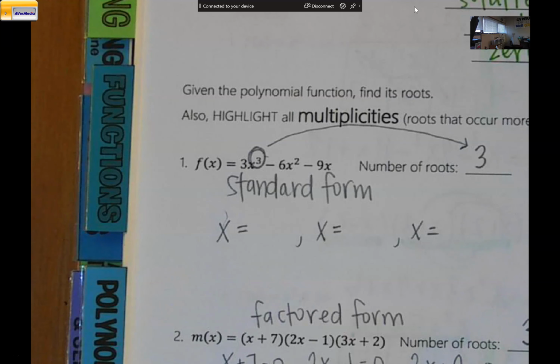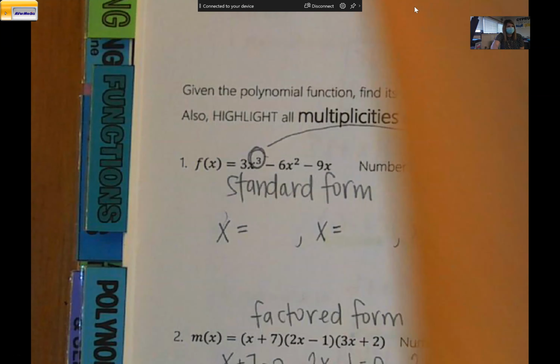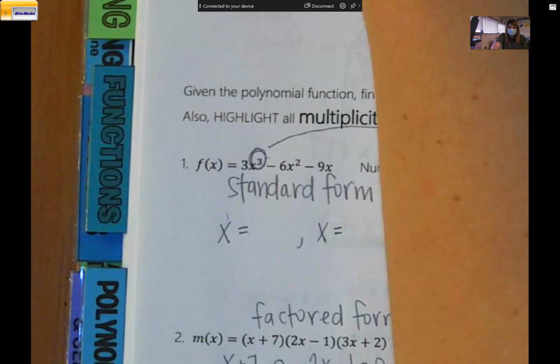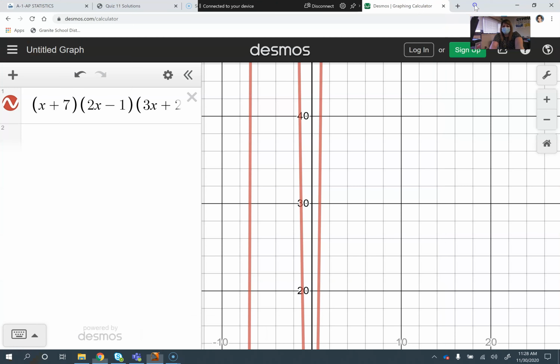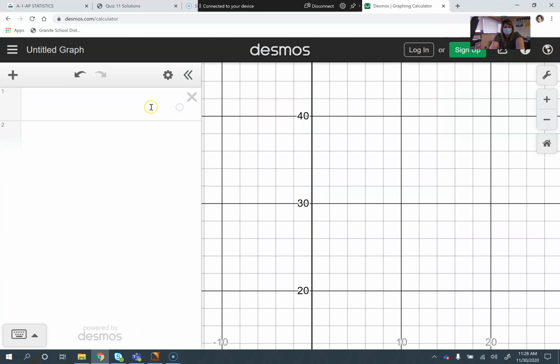Guys are worrying me. Why? Because like five of you don't have this done, and all you gotta do is plug it into Desmos. Do you know what I'm saying?